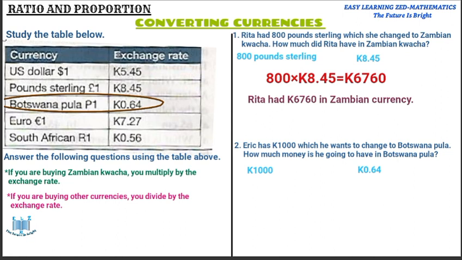If you look at the instruction number 2 in pink, you see that if you are buying other currencies, you divide by the exchange rate. So Elik wants to buy other currencies, the foreign currencies, that is Botswana pula. That means we're going to divide 1,000 by the exchange rate. So we're going to write 1,000 divided by the exchange rate, which is 0.64.